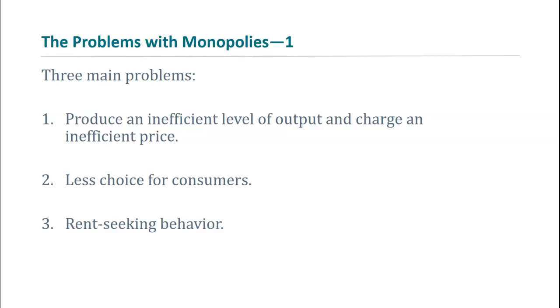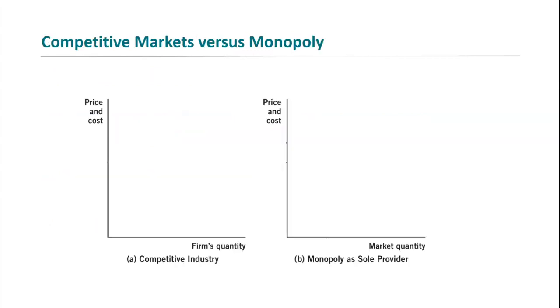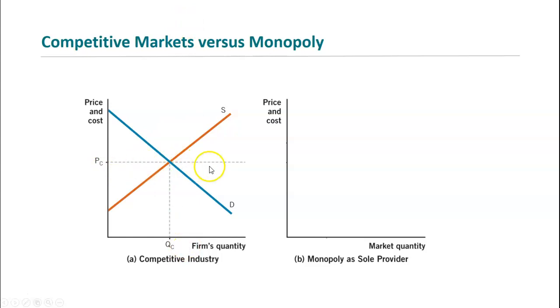So first, let's look at that first one. They produce an inefficient level of output and charge an inefficient price. In a competitive industry, here's our supply and demand model that we're used to. We know that if there's no interference, the market will always go to the market equilibrium, the place where quantity supplied equals quantity demanded. And we have spent ample time in previous chapters discussing the fact that this is efficiency. This is the point where the market has maximum welfare. The sum of consumer surplus and producer surplus is maximized at that market equilibrium. This is an efficient market. In a competitive market, we always end up with this competitive price, which is the equilibrium efficient price.